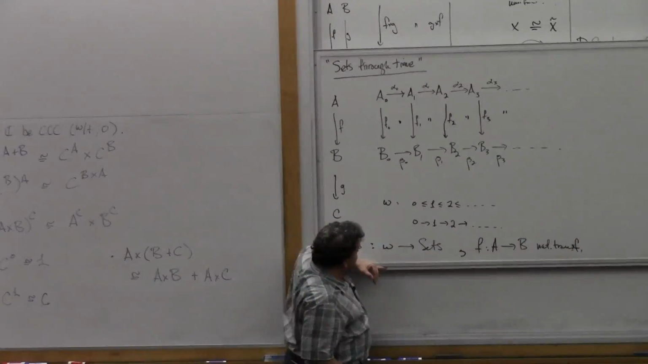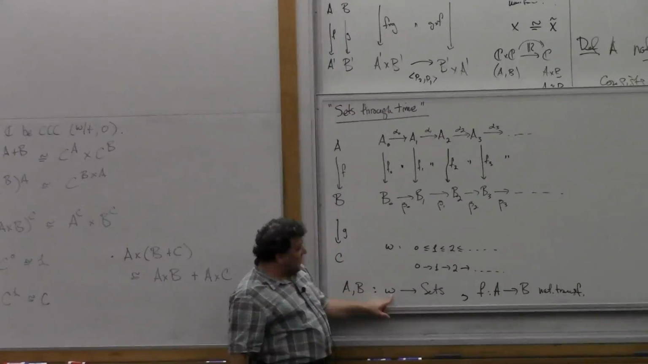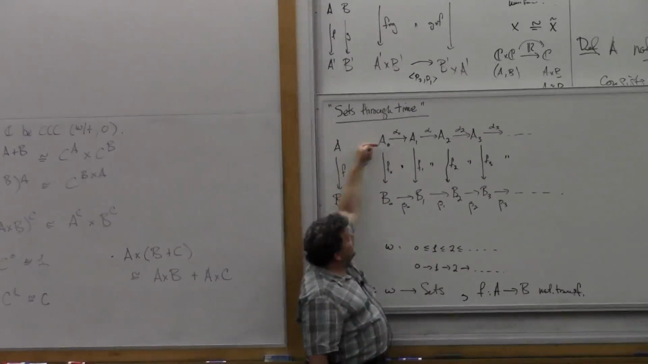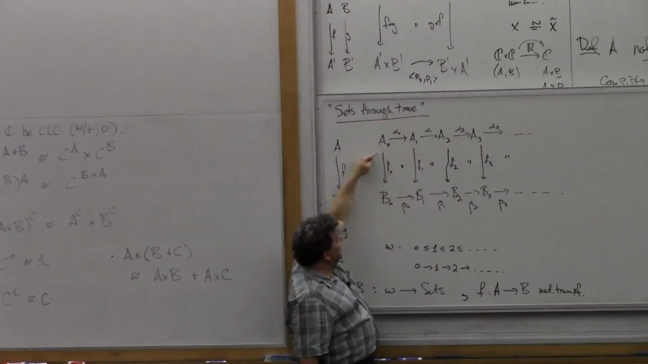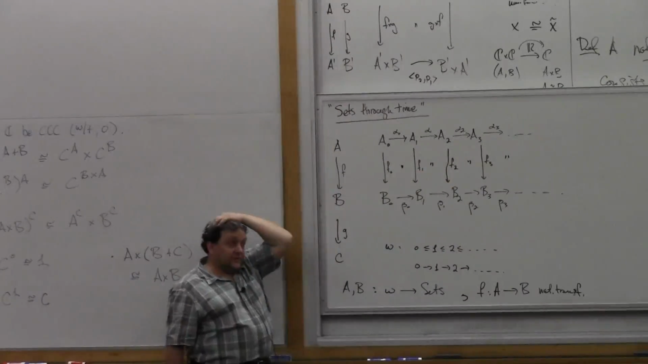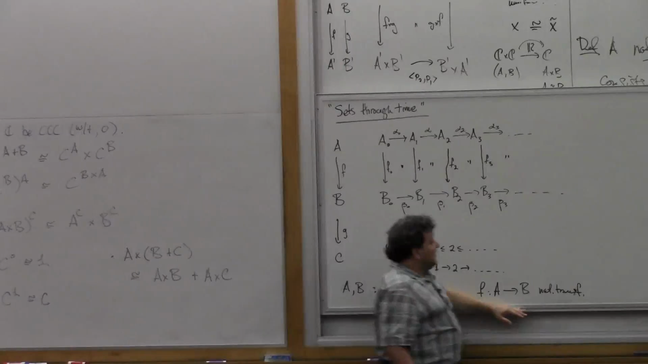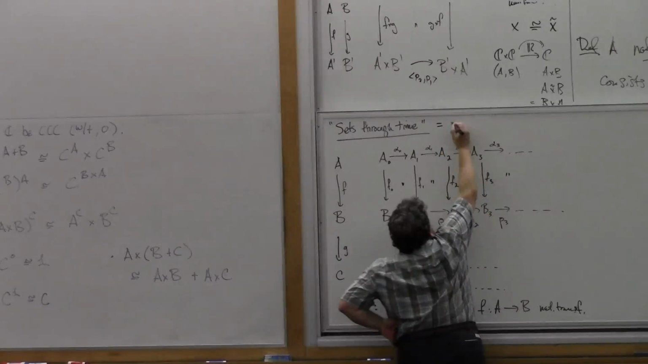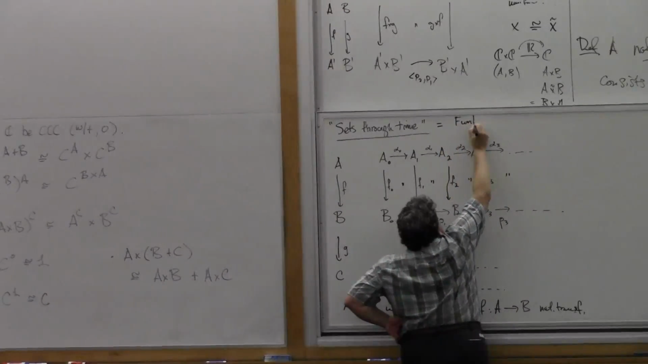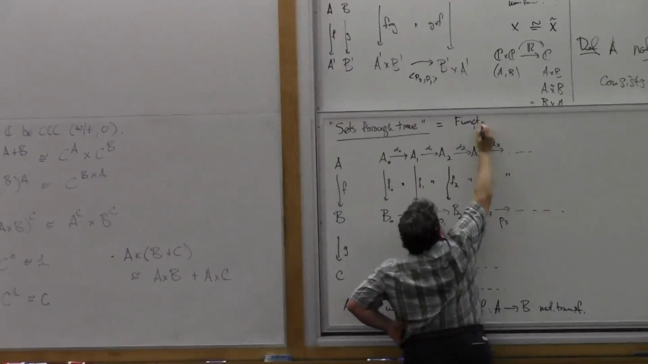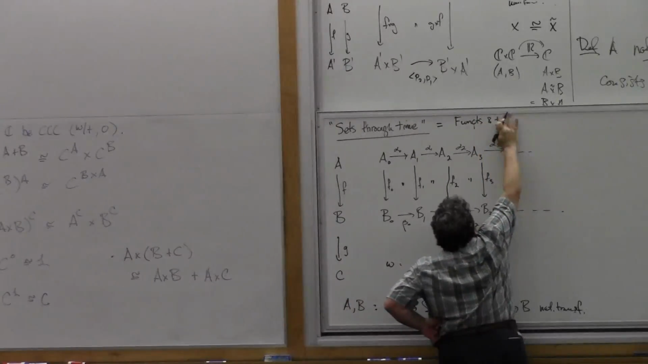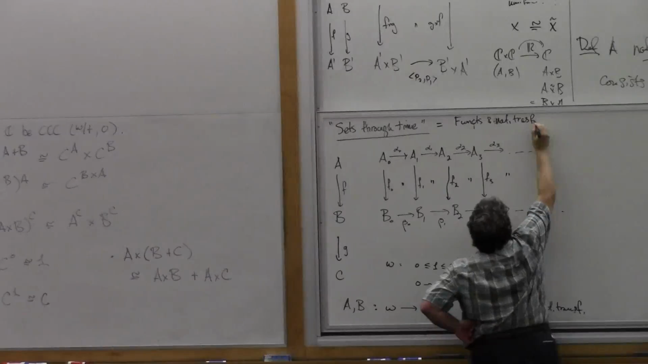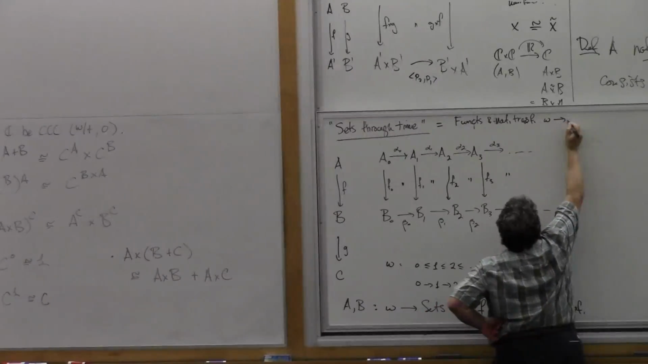So A and B are functors like this, and F, from A to B, is a natural transformation. Because a natural transformation in this case is an indexed family of maps, one for each object in omega, so an F0, F1, F2, and so on, such that for any maps in the index category, all the corresponding squares there commute. Good? So the category of sets through time is nothing but the category of functors and natural transformations of the form omega into set.